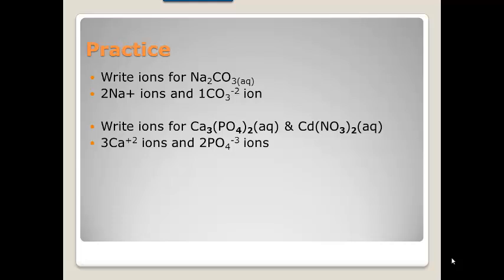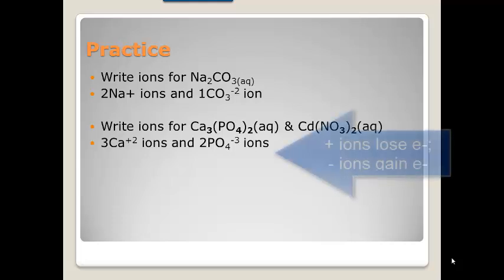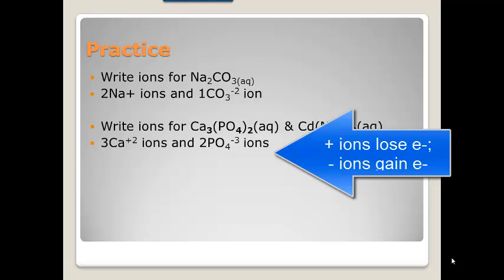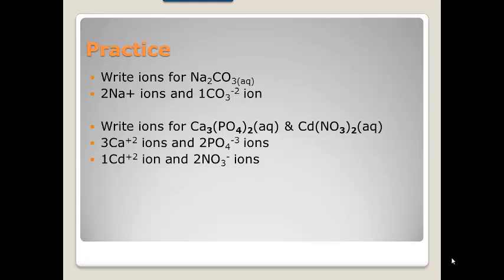Now for the cadmium nitrate, I have 1 cadmium and 2 nitrates. Cadmium is a transition element, so it's going to be a +2 ion. And nitrate, if you look that up in your reference packet, is a -1 ion. So for this compound in water, there's 1 Cd2+ and 2 nitrates with a -1 charge each. Alright, let's try one more.